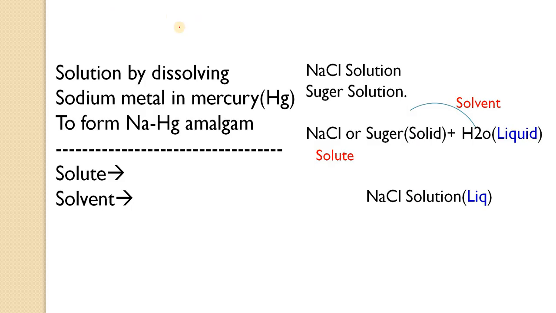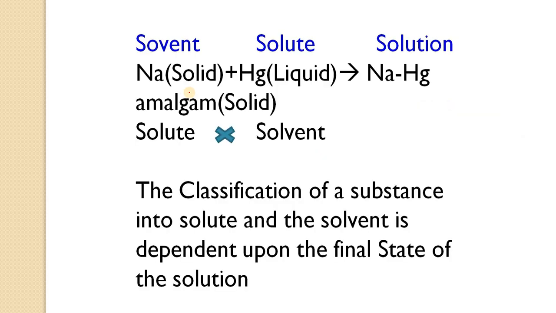It's a very simple concept, but you need to remember one thing. From this example, to form sodium amalgam, we are mixing solid sodium in liquid mercury. Here one more thing you need to remember. Here sodium is the solvent, and sodium is solid in nature, and mercury acts as the solute, liquid in nature.